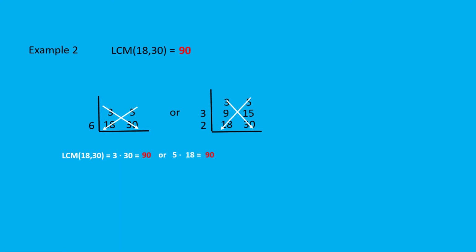Now, you always want to make your life easy. So look, which is easier to multiply, 3 times 30 or 5 times 18? I think 3 times 30 would be easier to multiply. So you always look for the easier one to multiply because they both give you the same answer.